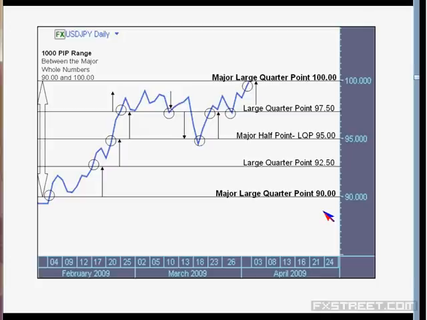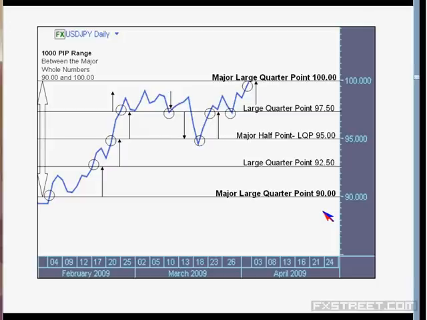Let me repeat that. The repetitions of the series of large quarter completions from one large quarter point to the next, or reversals back toward a preceding large quarter point, regularly manifest themselves as recognizable price patterns in the daily fluctuations of currency exchange rates.